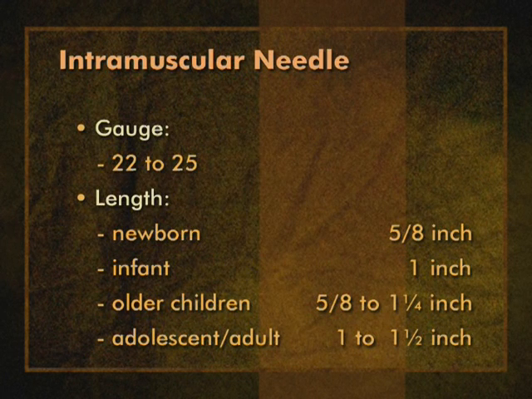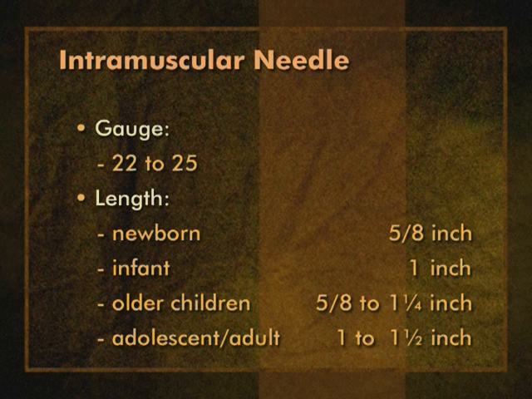A 22 to 25 gauge needle is recommended for intramuscular injections. The needle length must be adequate to reach the muscle and is based on the size of the individual. A 5/8 inch needle may be considered for newborns in the first 28 days of life and preterm infants. The recommended needle length for an infant is generally 1 inch.